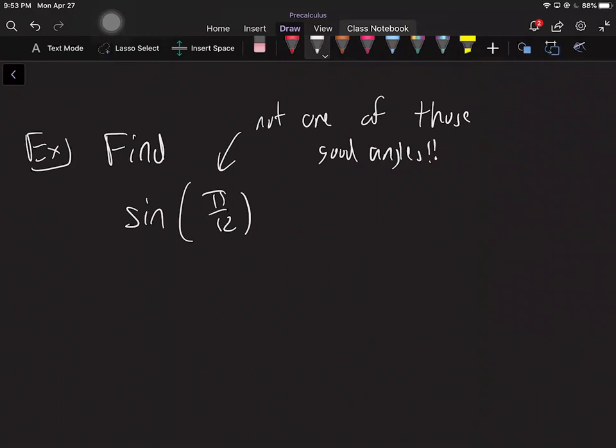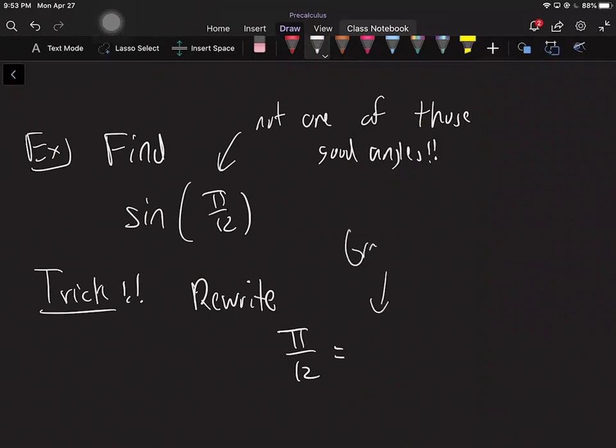So we can't do it the old way, and instead we have to use this new formula. So it's just a trick. It's all just a trick. Everything in this class is just tricks. So the trick is you take your angle and you break it apart. You break it into, it's up to you, a sum or a difference. Doesn't matter which one.